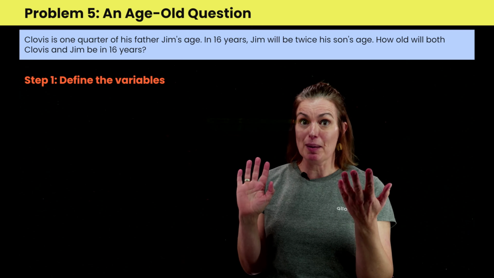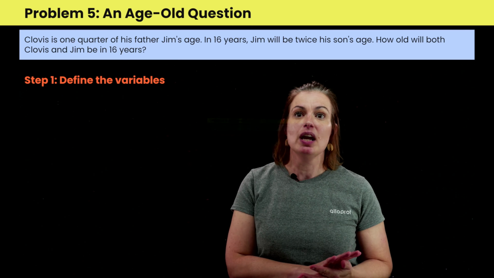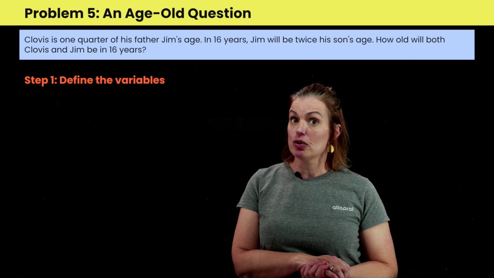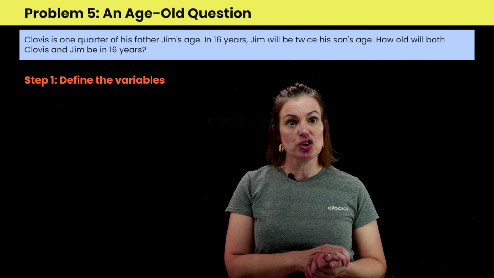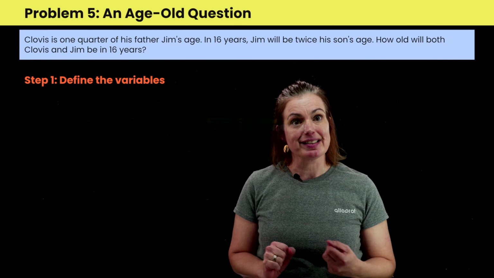So for our 5th problem in our series, we're going to deal with age, and we're going to take a look at Clovis and his father, Jim. So Clovis is 1/4 of his father, Jim's age. In 16 years, Jim will be twice his son's age. How old will both Clovis and Jim be in 16 years?